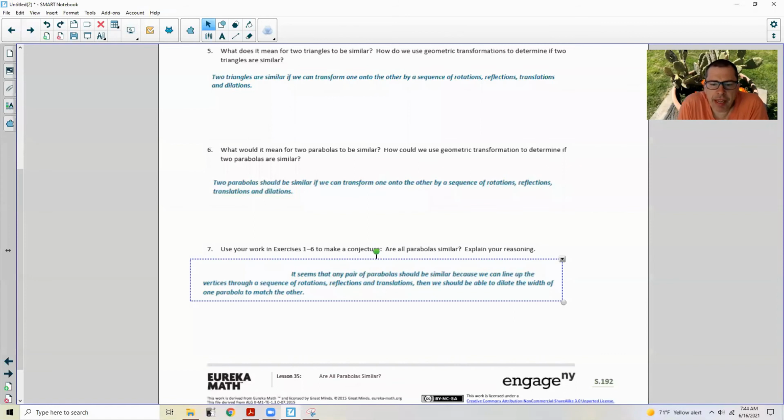Okay, so it seems that any pair of parabolas should be similar because we can line up the vertices through a sequence of rotations, reflections, and translations. Then we would be able to dilate the width of one parabola to match the other, so that the directrix of one would land right on top of the directrix of the other.